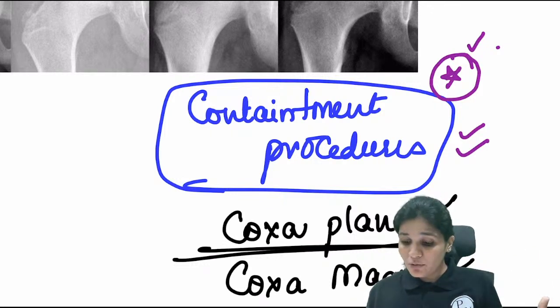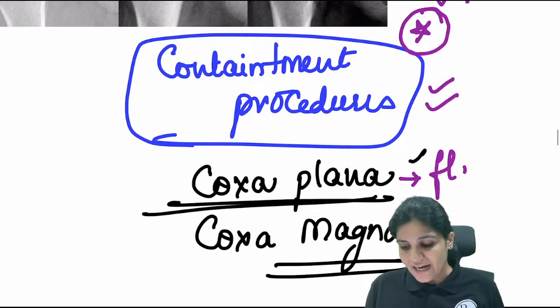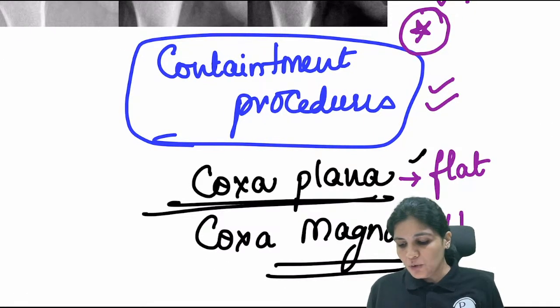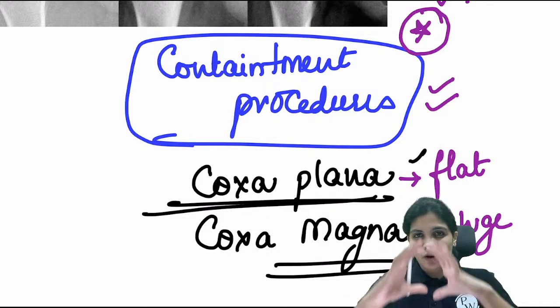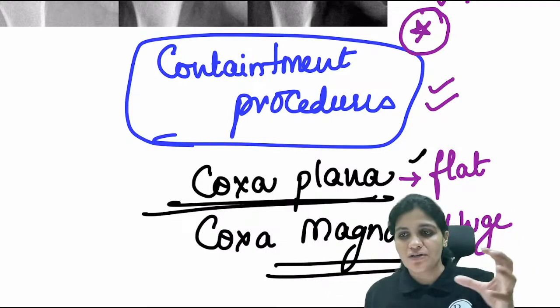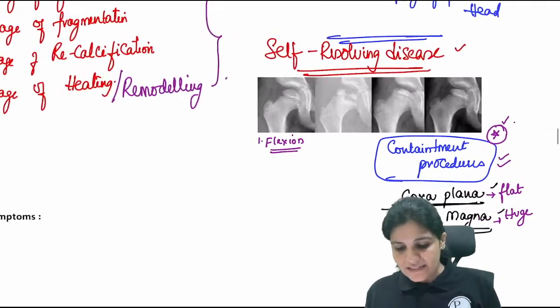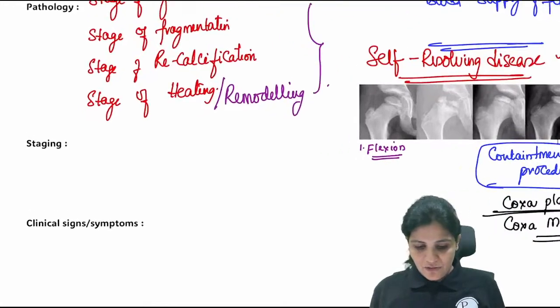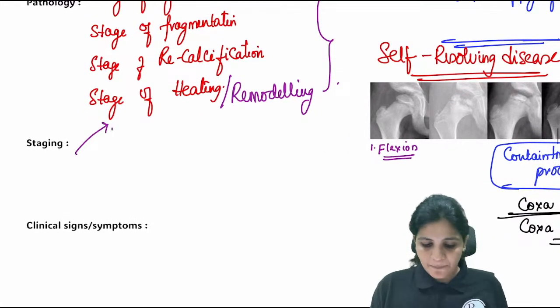If you don't do this, then it will go into coxa plana. That means the head will become a flat surface, or it will become a huge coxa magna, a deformed, huge head, where it will again not sit into the acetabulum. So that is the thing with Perthes disease. So these are the stages of Perthes disease.